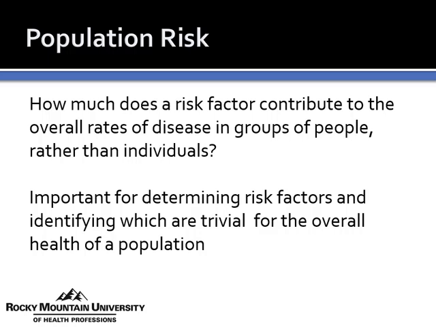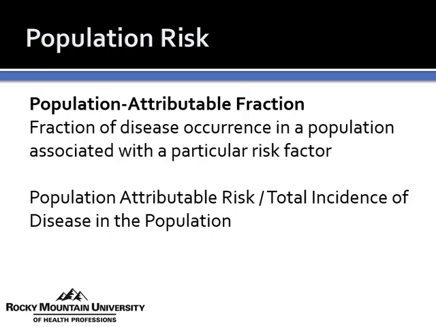Population risk: how much does a risk factor contribute to the overall rates of disease in groups of people rather than individuals? This is important for determining risk factors and identifying which are trivial for the overall health of a population. There's the population attributable fraction, the fraction of disease occurrence in a population associated with a particular risk factor. This is calculated by doing the population attributable risk divided by the total incidence of disease in the population.